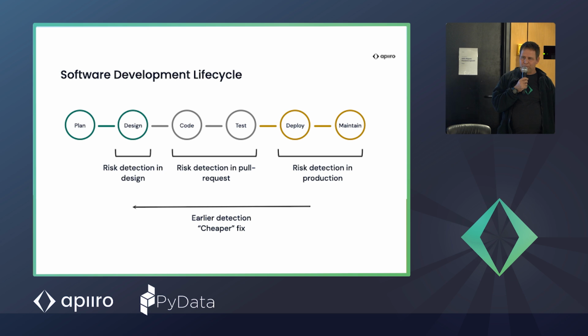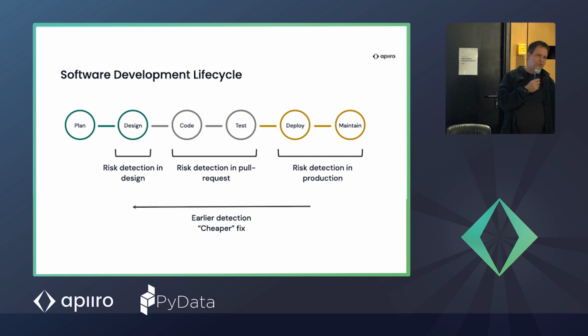So as you may all know, this is a basic software development lifecycle. Starting from planning, then comes the design. After that, there is code and test, where the main development cycle is. And then there is the deployment and the maintenance, like the production stage. And the thing is that risks may occur in any stage.